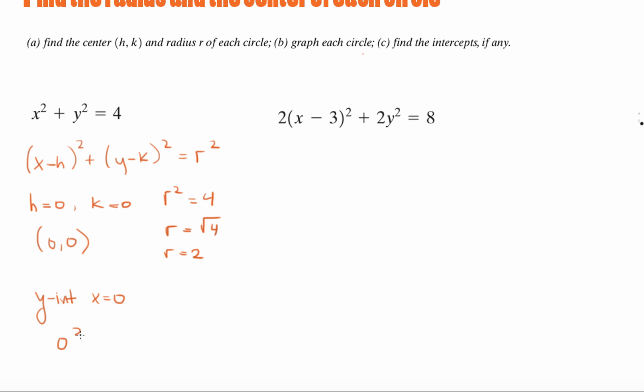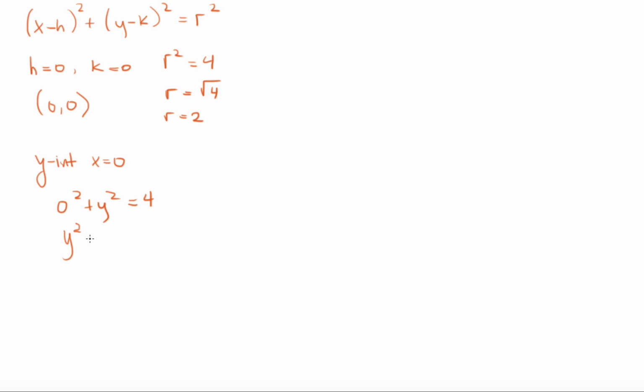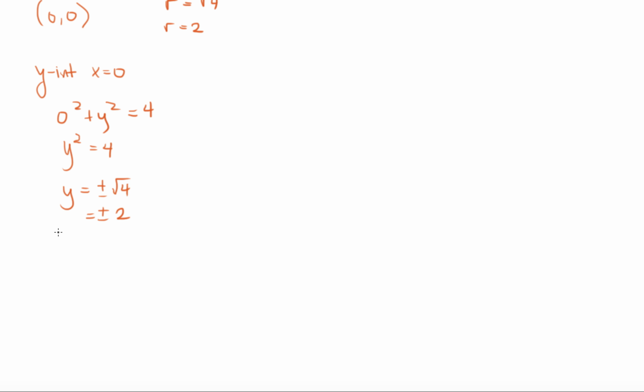So you have 0 squared plus y squared equals 4. Now, that means that y squared equals 4. That means that y equals plus or minus the square root of 4, which is plus or minus 2. And you might ask yourself, why did I use plus or minus here and not for the radius? Well, the reason is that the radius is always positive, so there is never a minus. But for the y-intercepts, there is plus or minus.